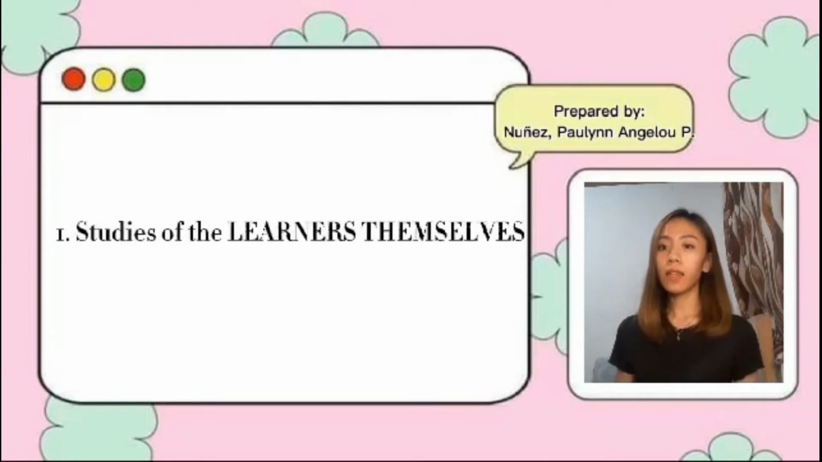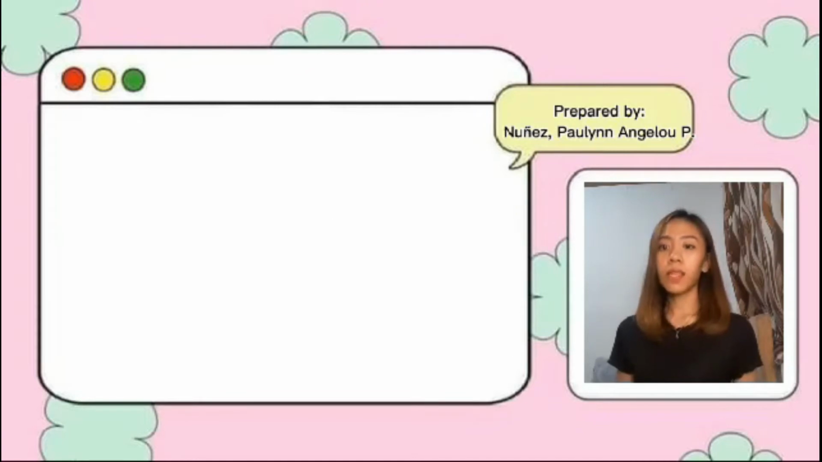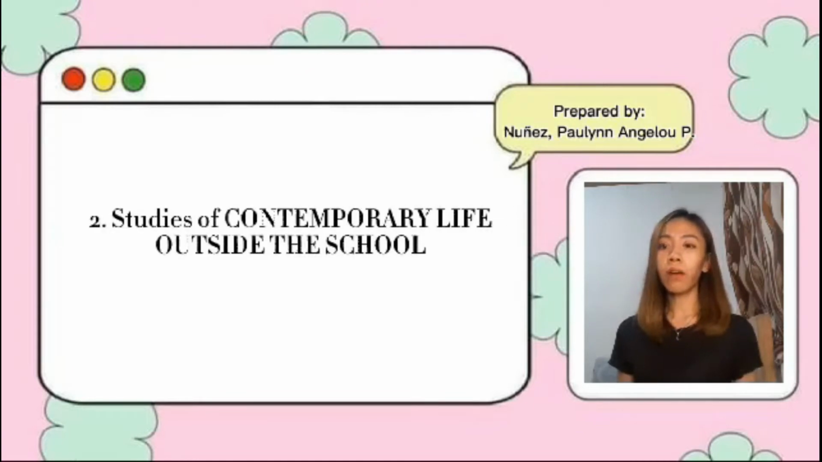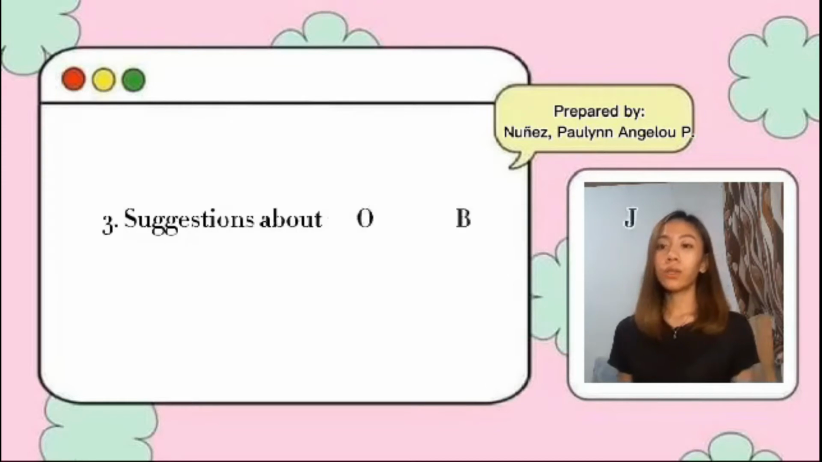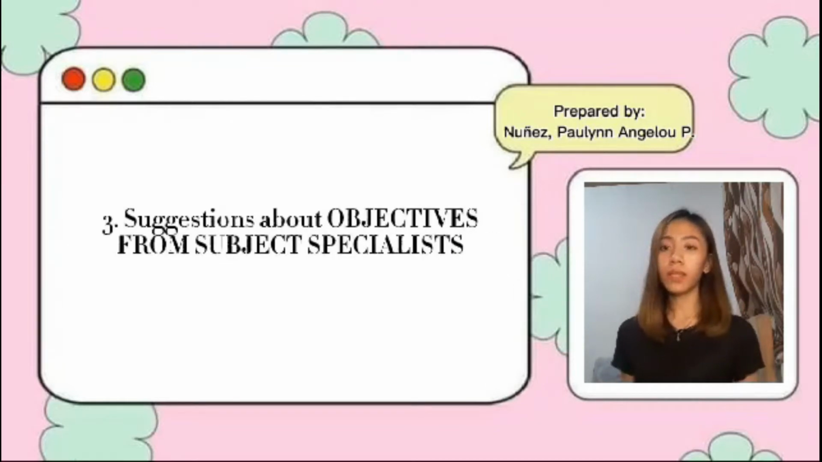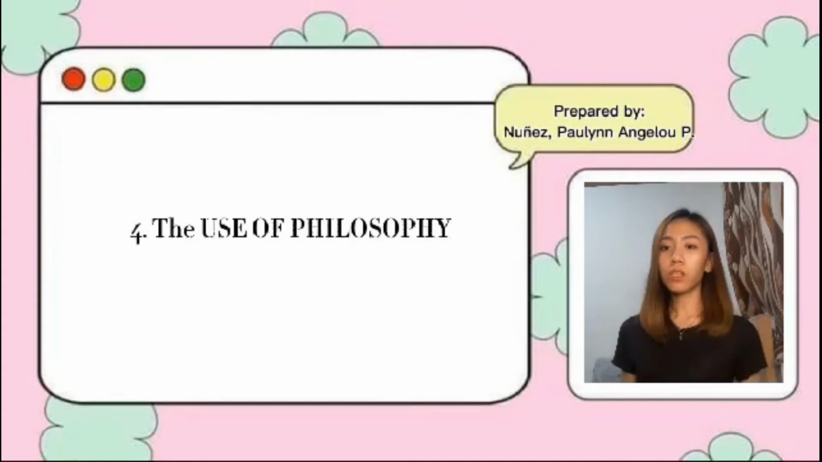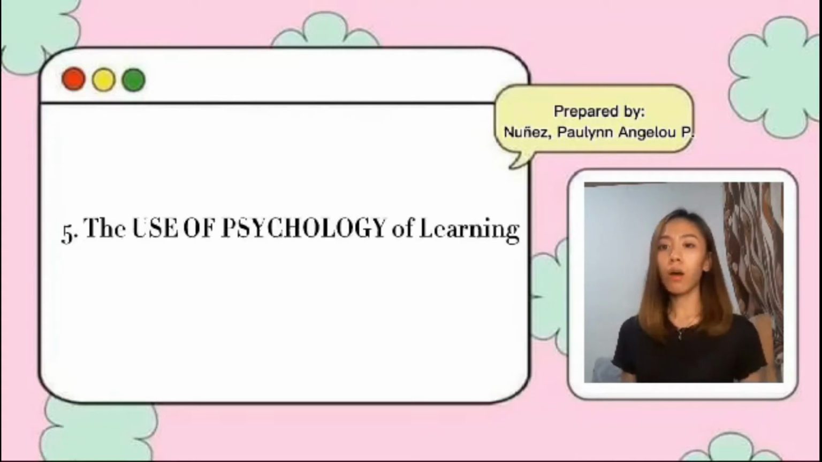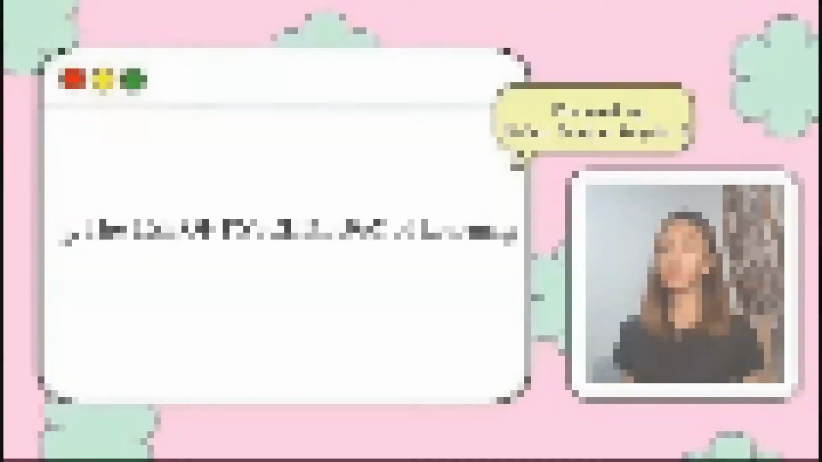These are the 5 different views as to where purposes can be attained. First is studies of the learners themselves. Second is studies of contemporary life outside the school. Third is suggestions about objectives from subject specialists. Fourth is the use of philosophy, and the last is the use of psychology of learning.